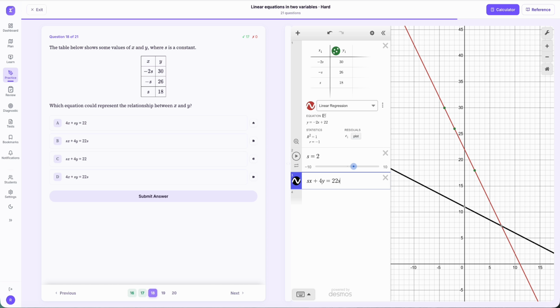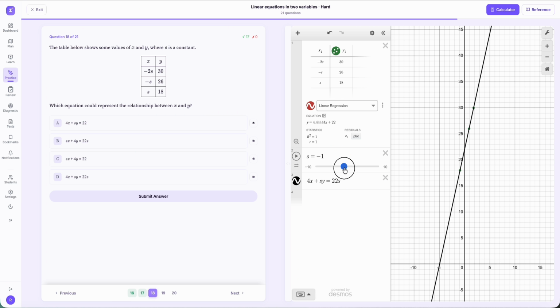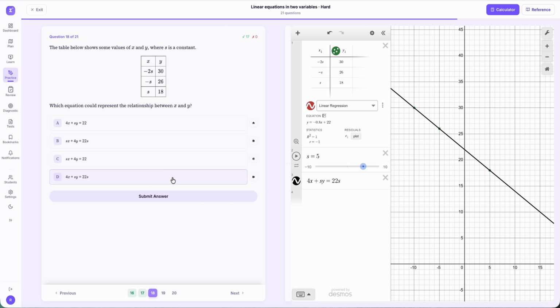Does that match? No. How about C? So let's go to C, 5x plus 4y equals 22. Nope. So what about D, 4x plus 5y equals 22s. There it is, right? It's right on top of it. Turn that color off. There's the original one. And now you see I can change the value of S and this one's always going to work. So yeah, that's our answer.